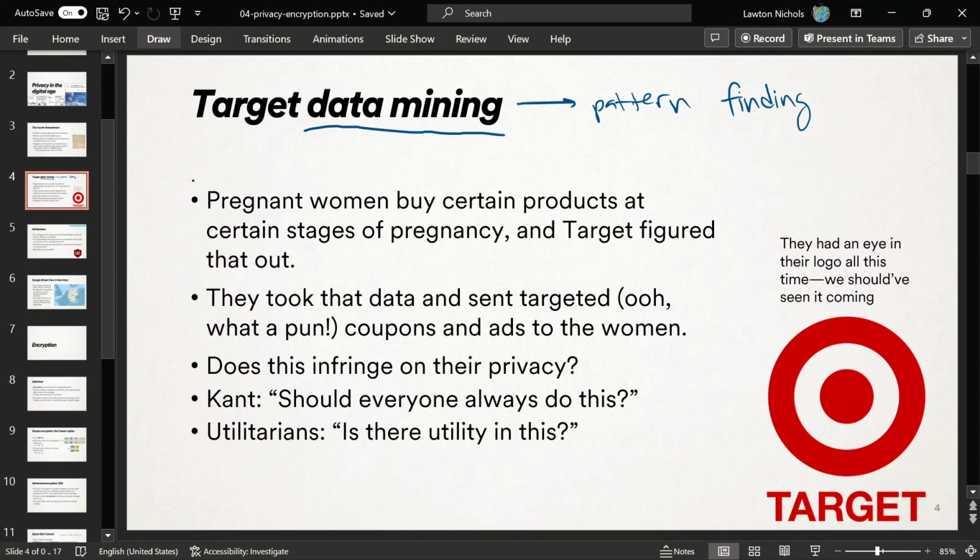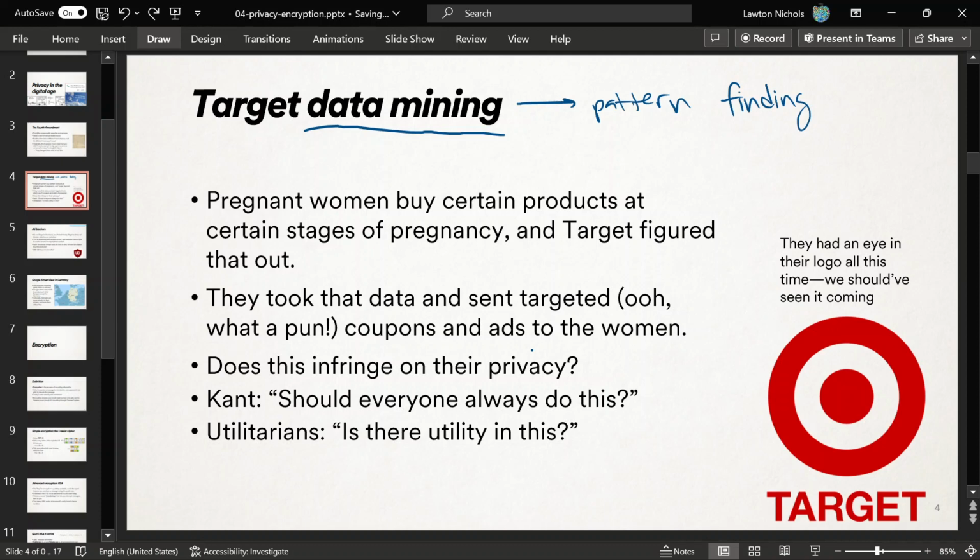So Target noticed that pregnant women would buy certain products at certain stages of their pregnancy. At this trimester they would buy a lot of this, at this trimester a lot of that, and Target got really good at noticing that, and they could sometimes predict when someone was pregnant, which was interesting. So they took that data, linked it to your credit card, and sent targeted ads, which is probably the best pun I'll ever make in this class. They sent targeted coupons and ads to those women.